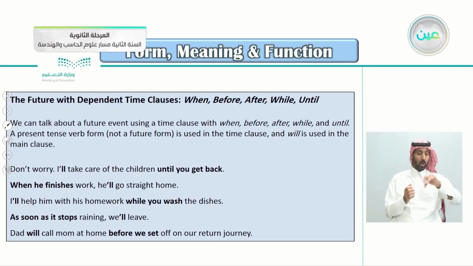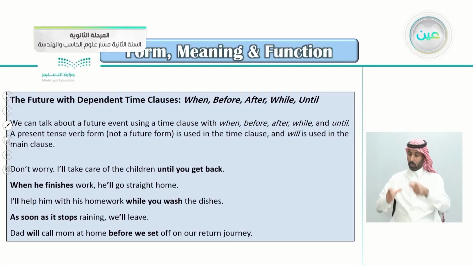So we have two clauses here, a time clause and a main clause. And will goes with the main clause here: he'll go straight home. And the time clause uses the present form of the verb: when he finishes work. So the time clause answers the question when. When will he go straight home? When he finishes work. The third example here, I'll help him with his homework while you wash the dishes.